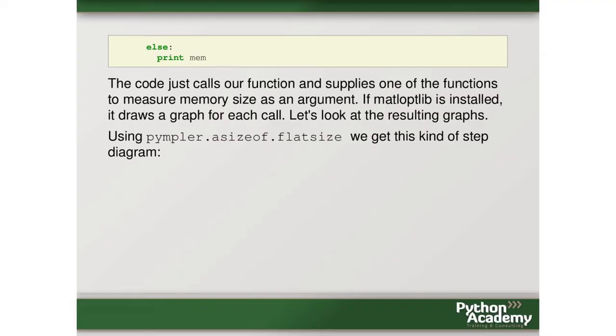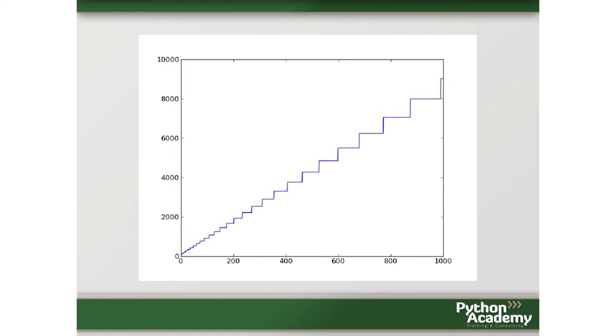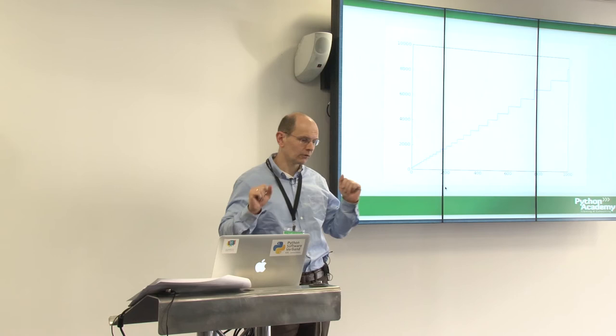And if you do something like this and call flat size, then you get only the size of the list itself. Then you see, it's very interesting how the size of a list grows, because the list doesn't grow continuously. Python is always allocating more memory than you need, and then filling the elements. That's very important for efficiency.